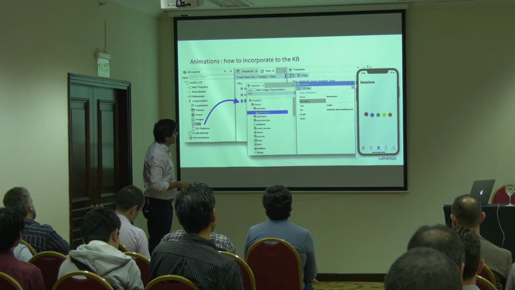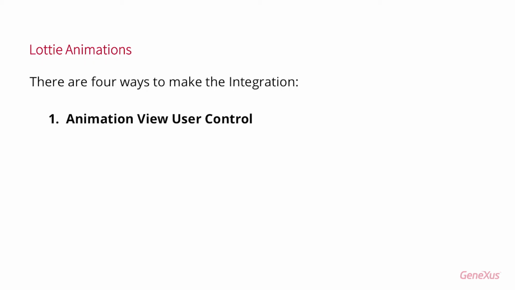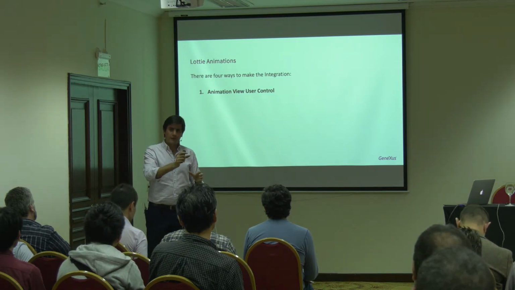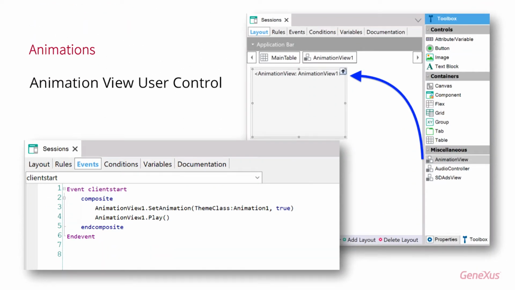How can we use it? Well, nowadays we can use it in this manner. One of them is through the animation view user control, which is in the controls palette. We can drag the control into an SD panel, and we put the animation view in our panel. Then we have some properties associated with that control, like for example SetAnimation, in order to indicate which animation we are going to use. Here we are indicating that it is the class animation view that was created previously.